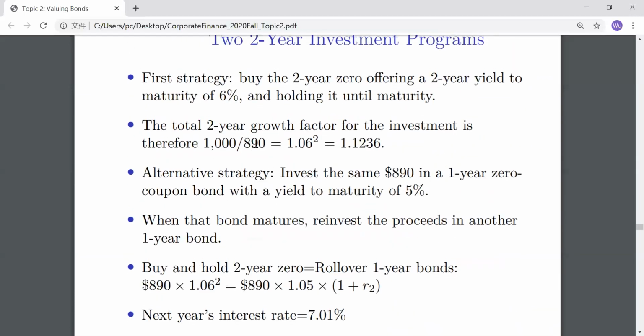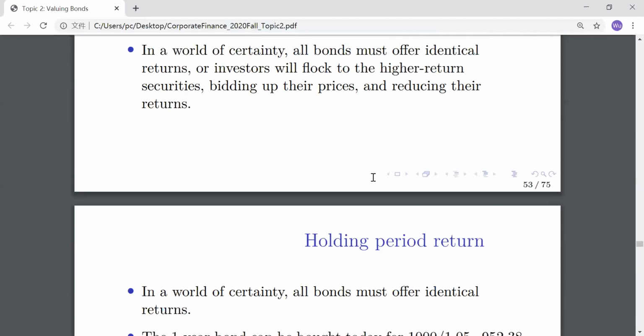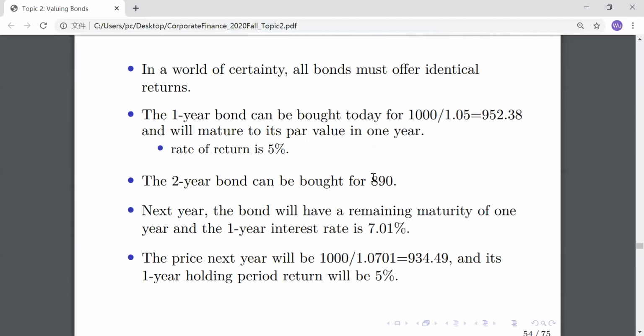Right, so 6%, right? So that's why it's 890. Now let's look at next year. The bond will have remaining maturity of 1 year, and the short rate for the future 1 year is 7%.